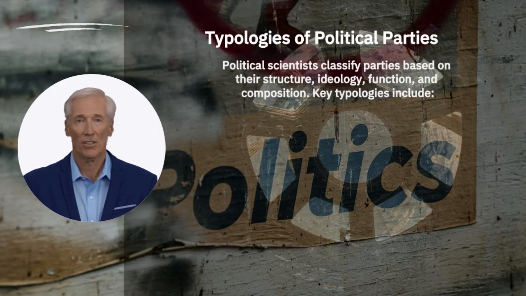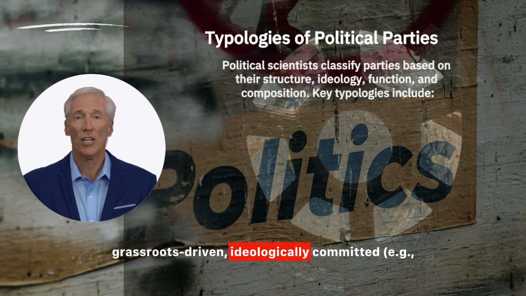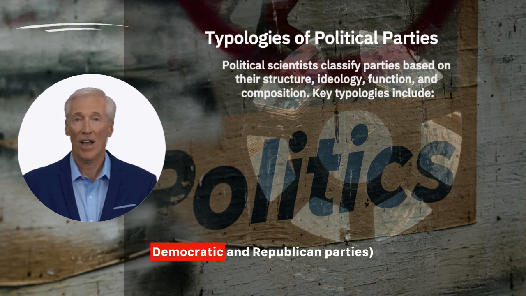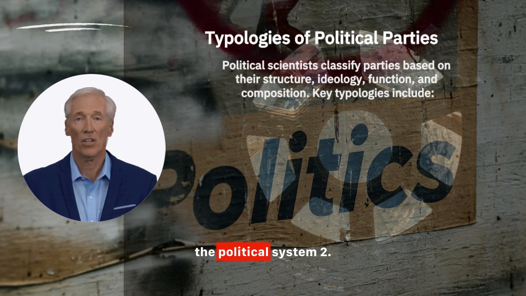Typologies of political parties. Political scientists classify parties based on their structure, ideology, function, and composition. Key typologies include: 1. By structure and organization: cadre parties, elite-driven, small membership, e.g. early conservative parties; mass parties, large, grassroots-driven, ideologically committed, e.g. Communist Party; catch-all parties, broad appeal, less ideological, e.g. U.S. Democratic and Republican parties; cartel parties, state-subsidized, institutionalized, professionalized parties that dominate the political system.